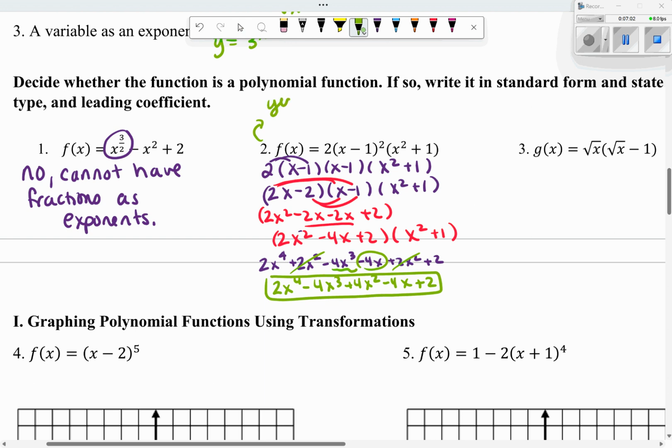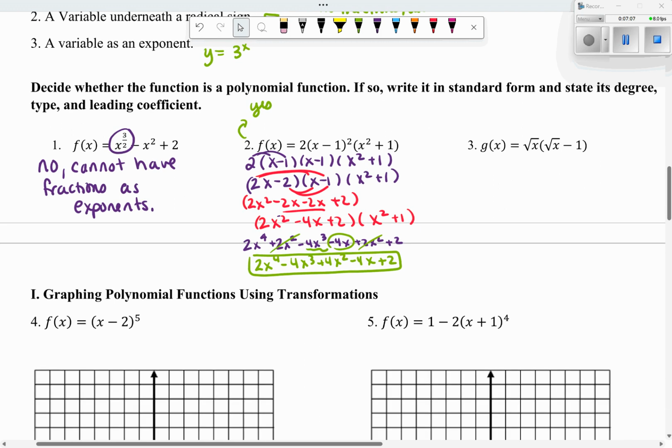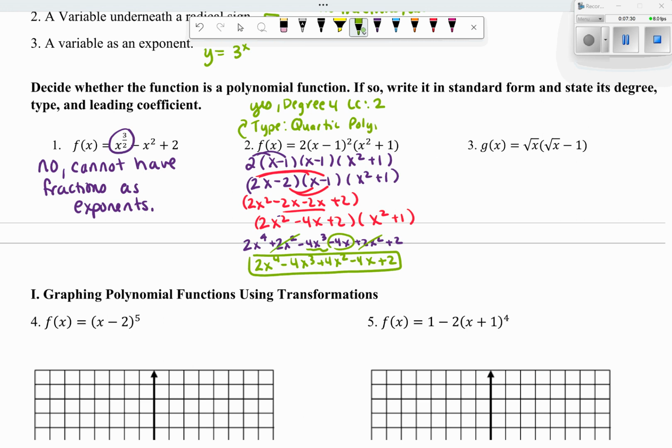So yes, and then we want to state its degree, type, and leading coefficient. So the degree, because it's in standard form, is a degree of 4. And the leading coefficient is 2. So we would call this a quartic polynomial. Because it has 4 or more terms, and the degree is highest 4. So degree 4 is quartic, and then more than 4 terms is a polynomial.